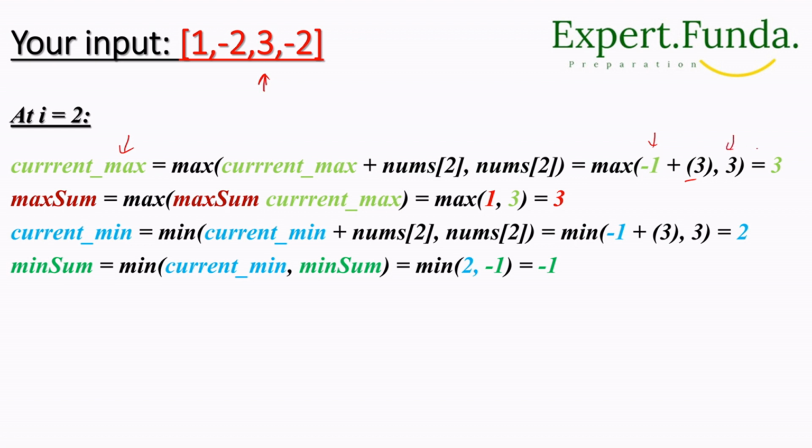Means 3 is max, right? So that's why we're getting 3. Now we have to find max till here, right? Till here. So previously what max value we have? This is our max value, right?